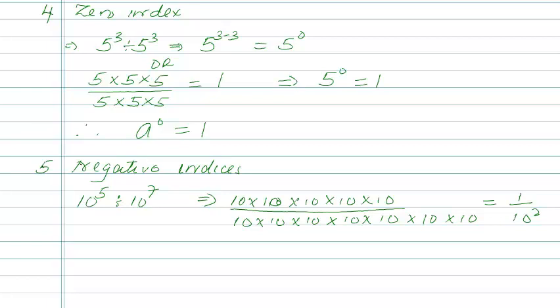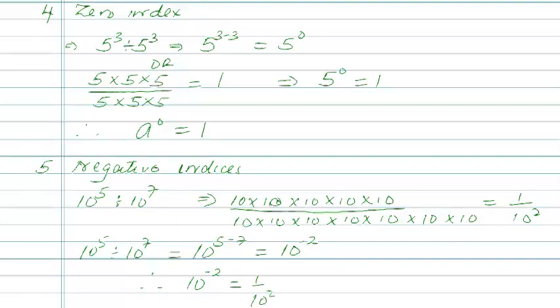But using the idea of indices, when we are dividing terms, 10 to power 5 divided by 10 to power 7 is the same as 10 to power 5 minus 7, which is the same as 10 to power negative 2. Therefore, 10 to power negative 2 is the same as 1 over 10 squared.